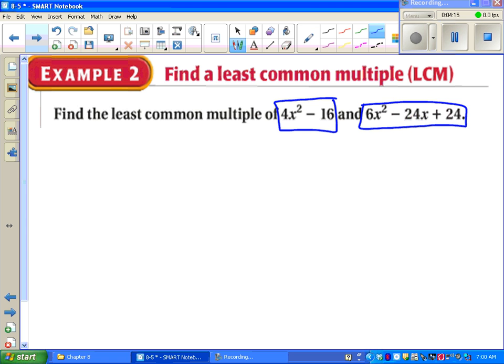To find the least common multiple, you have to factor first. So this 4x squared minus 16 and 6x squared minus 24x plus 24, they're both factorable. You can use whatever method of factoring you want. Always take out that GCF first. Pause the video and factor both of these. See if you get the same thing I do.